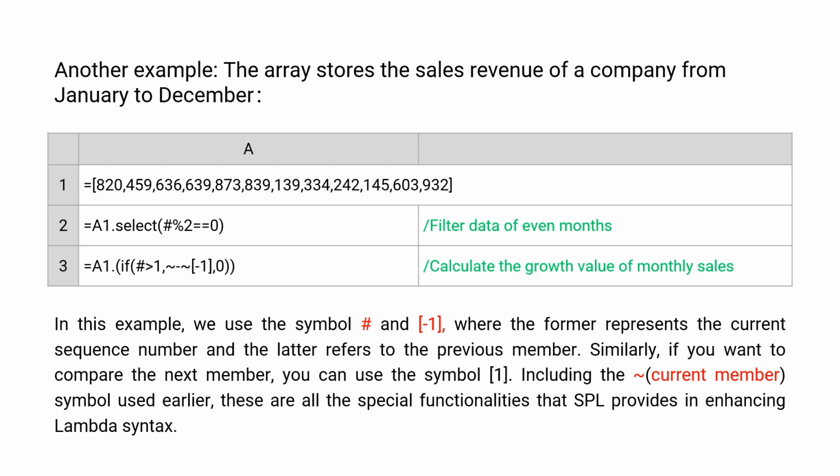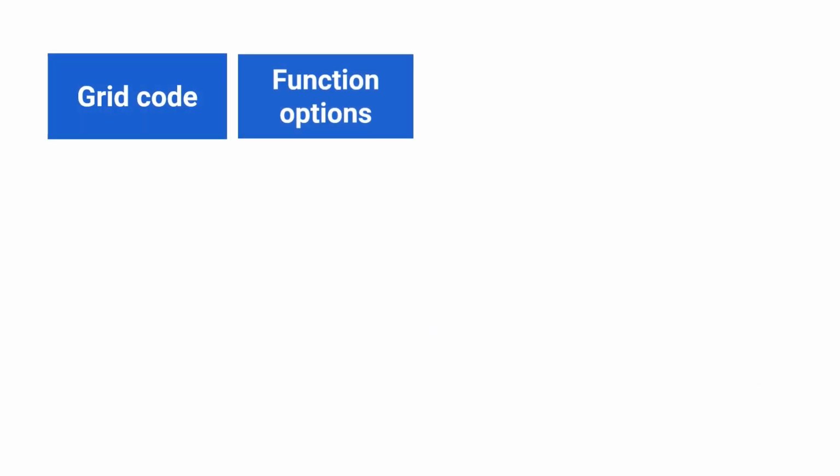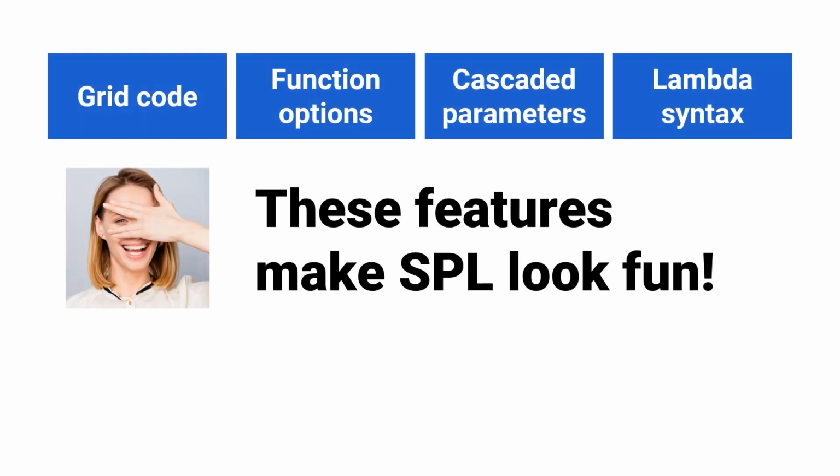Similarly, if you want to compare the next member, you can use [1] in brackets, including the tilde ~, the current member symbol used earlier. These are all the special functionalities that SPL provides in enhancing Lambda syntax. With these symbols, complex calculations can be implemented without the need for additional parameter definitions, resulting in stronger descriptive power and simpler writing and understanding. Grid code, function options, cascaded parameters, and enhanced Lambda syntax are the unique features of SPL that make it look fun. But inventing SPL is not for fun.